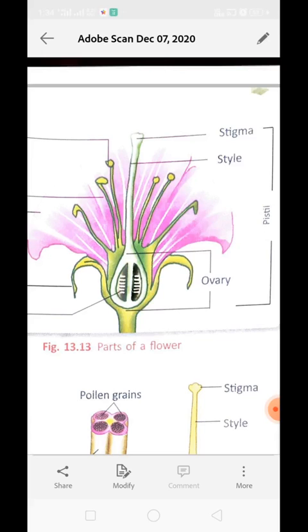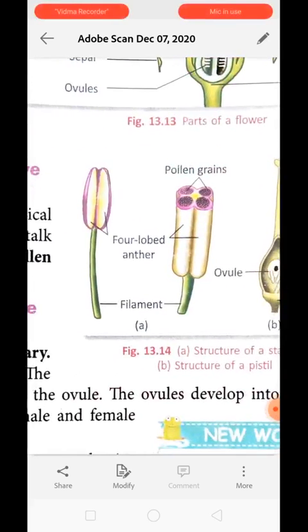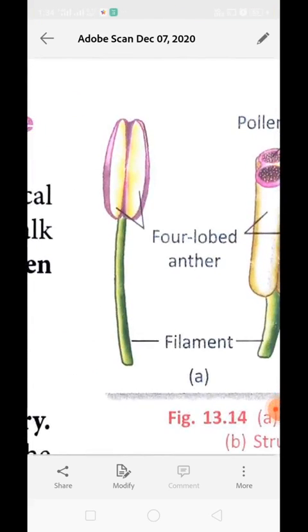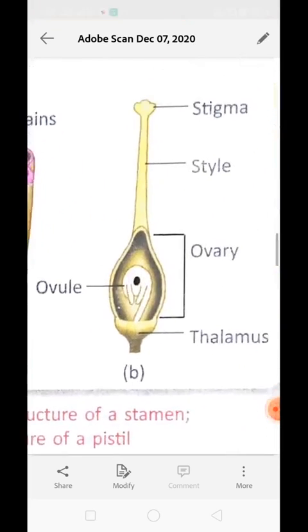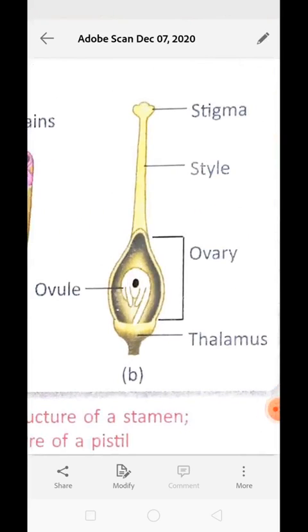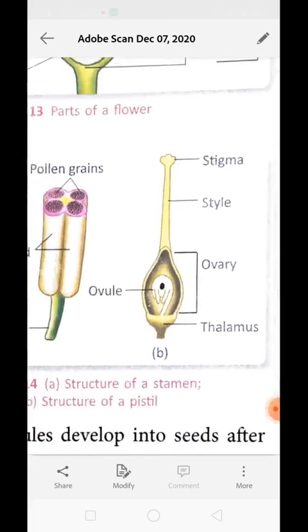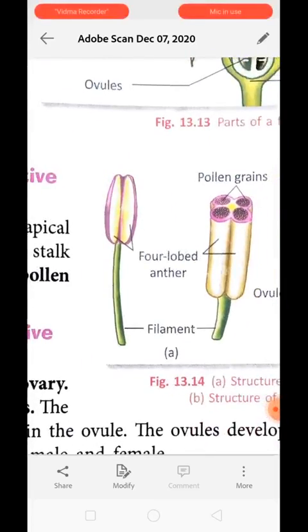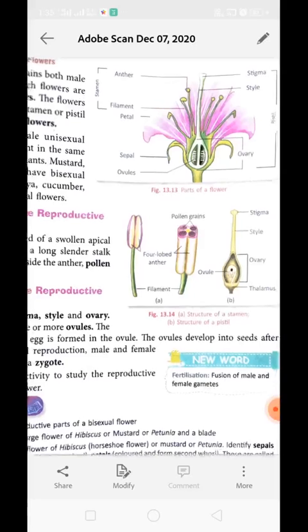But if a flower has only the male part, meaning only stamen, or only pistil, then that type of flower is known as a unisexual flower. Uni means one: only one sex part of the flower is present. And if the flower has both reproductive organs, pistil and stamen, then it is termed a bisexual flower.